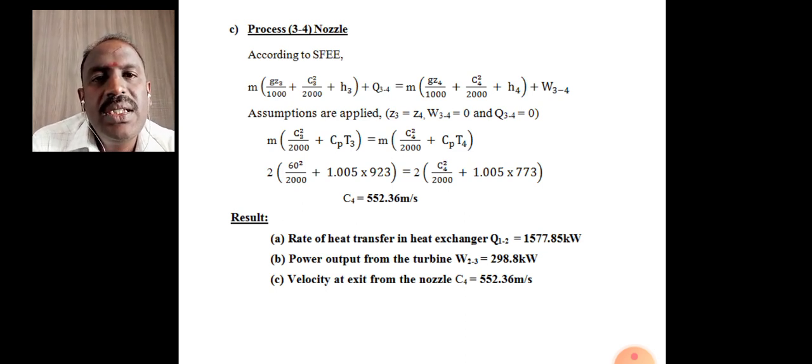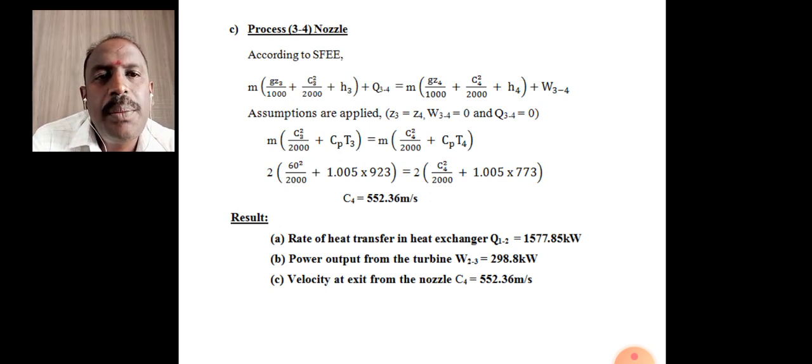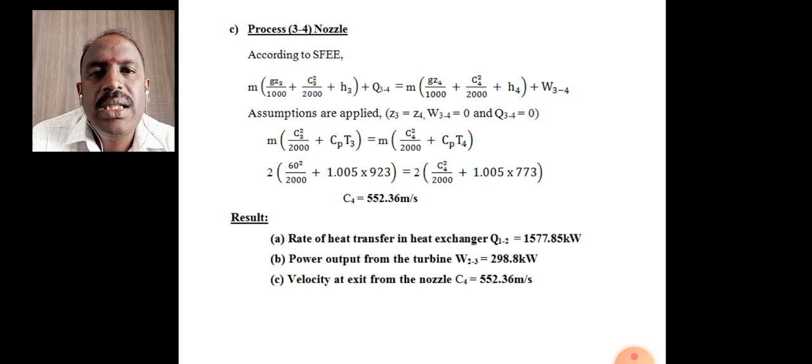So these are the steady flow energy equations, basic formulas and derivations, and how to apply the steady flow energy equation in applications.